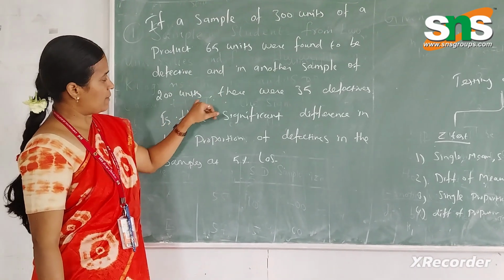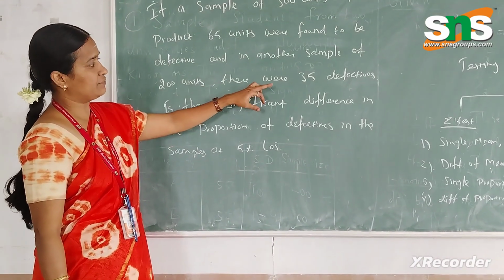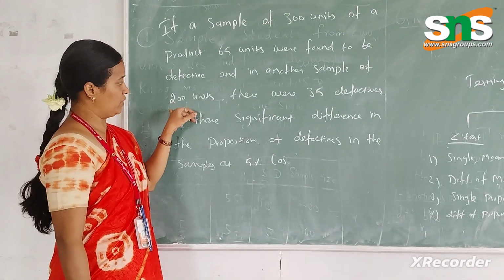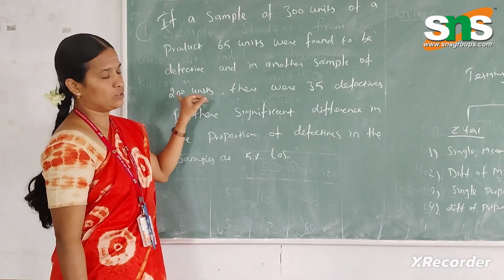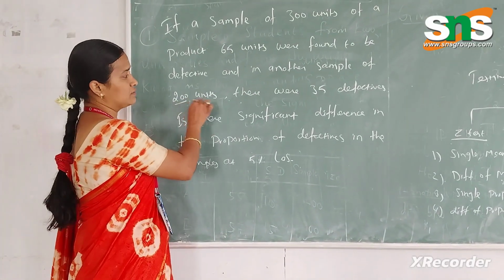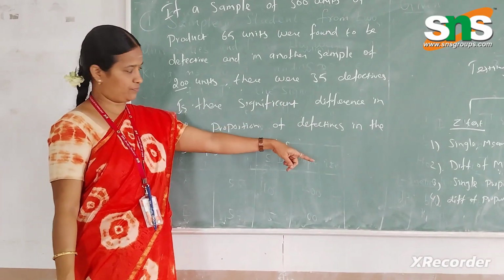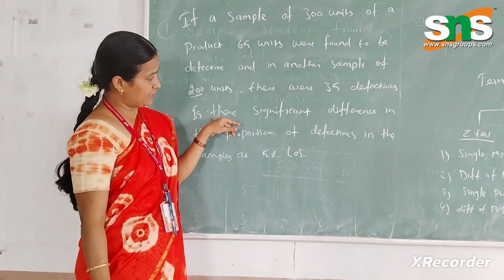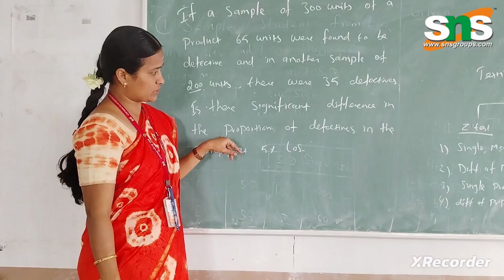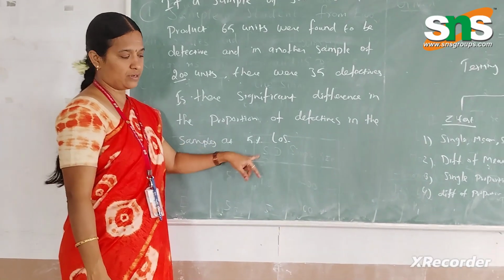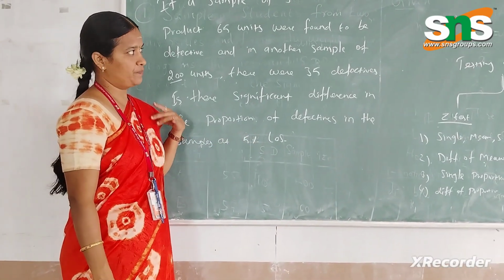And in another sample of 200 units, there were 35 defectives. Here, what is the probability? Out of 200, 35 are defective items, so it is 35 by 200. That will automatically be type 4. So what is the question? Is there any significant difference in the proportion of defectives in the samples at 5% level of significance?